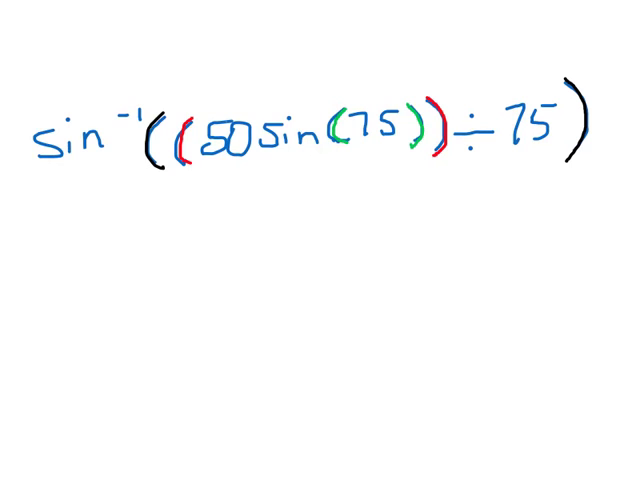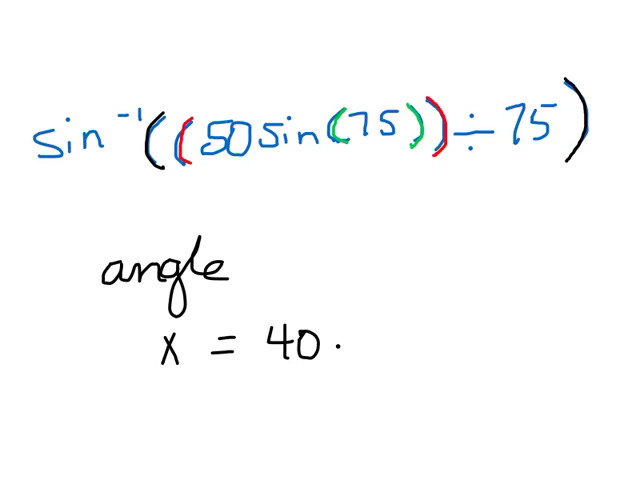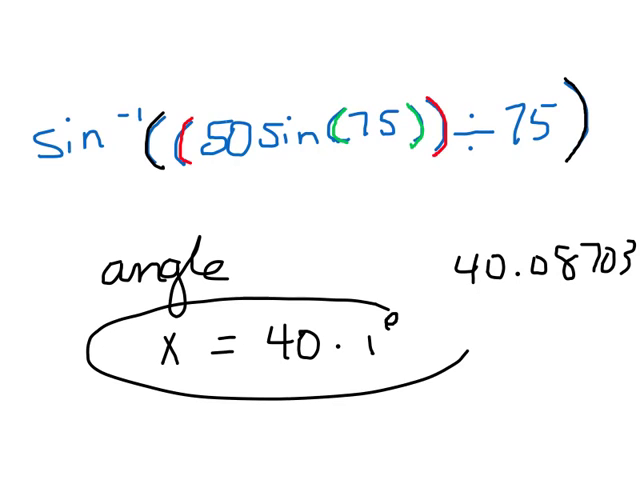So now if I hit enter, I'm getting that the angle, because remember, when I do inverse sine, I'm finding the angle. My missing angle is x, and it's equal to 40. If I round to 1 decimal place, that would be 40.1, because here's what I'm getting, 40.08703, and so on. So I'm going to round it to 40.1 degrees, because I was finding an angle.